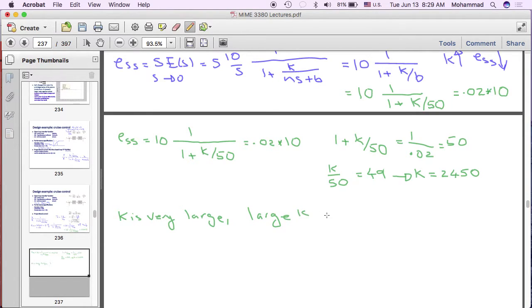K means more expense, so it costs more. It actually has a physical meaning. As you want a larger k, you have to spend more money, generally speaking, to get to a larger value of k. So this is a limitation of proportional controllers.